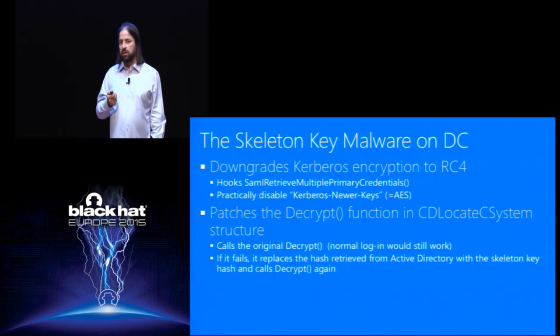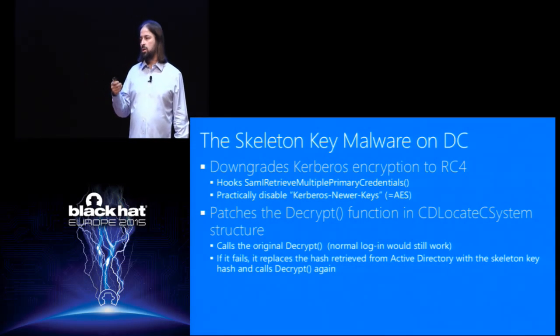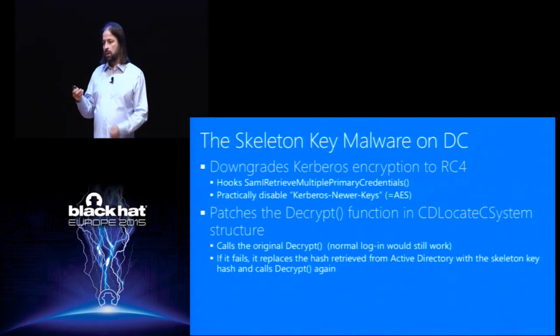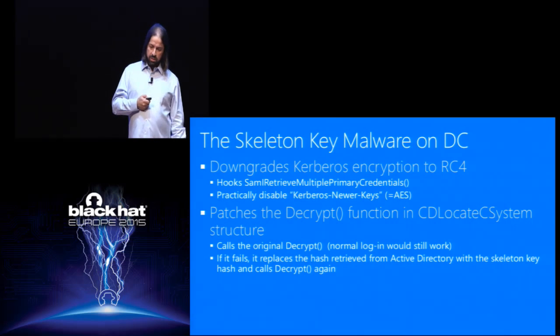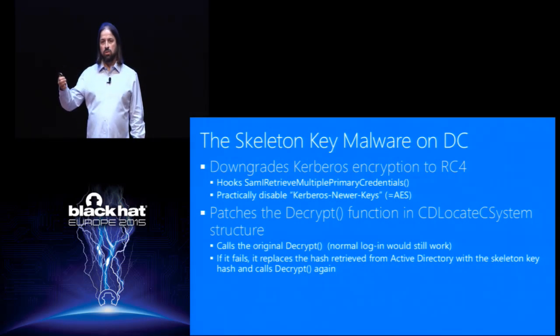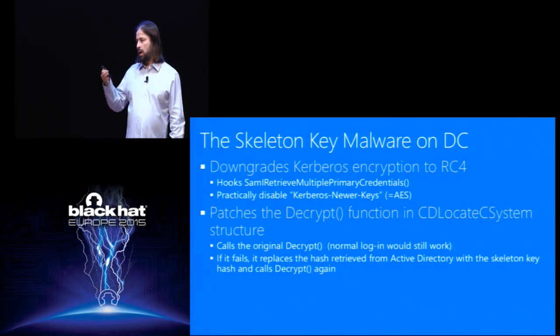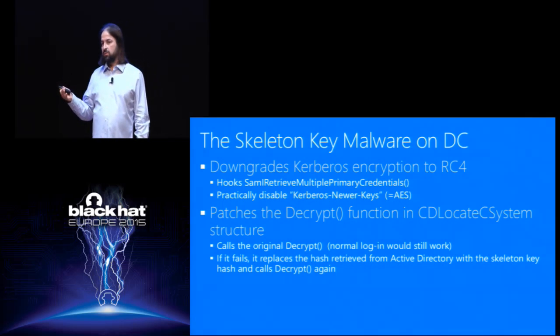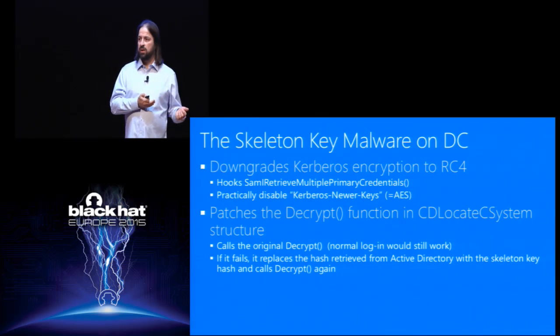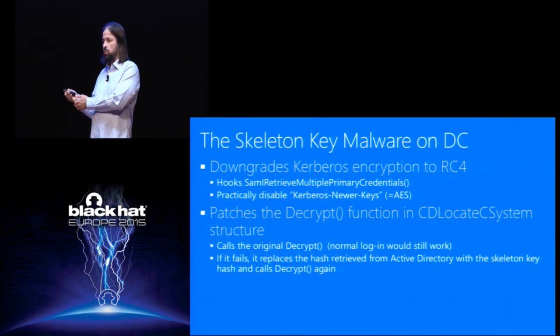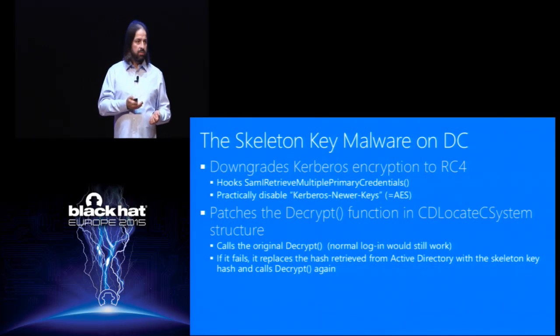Another one is the decrypt function. The decrypt function is the same function which tries to decrypt the timestamp and therefore checks whether the user is who he claims to be. It's patched in a way that it first calls the original decrypt function, and if that fails, it calls it again with a hash of the secret password. So if the user entered the password correctly, it will work as expected. The user will be authenticated. If the secret password is entered, again, the user will be authenticated. If it's neither of them, therefore a wrong password, it will fail.